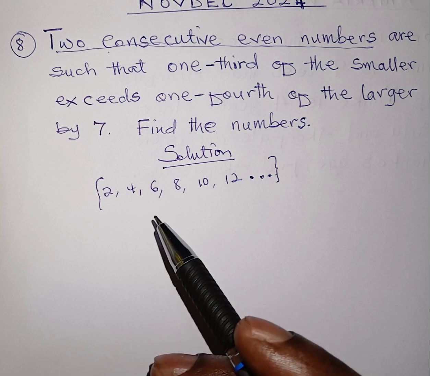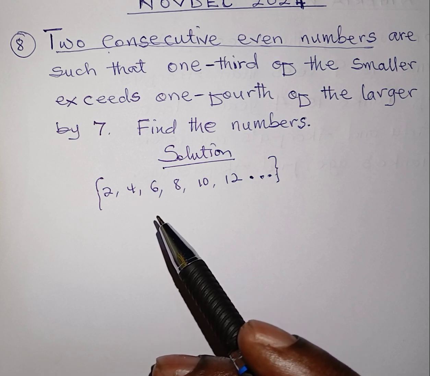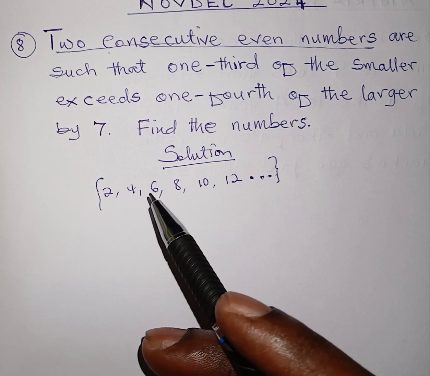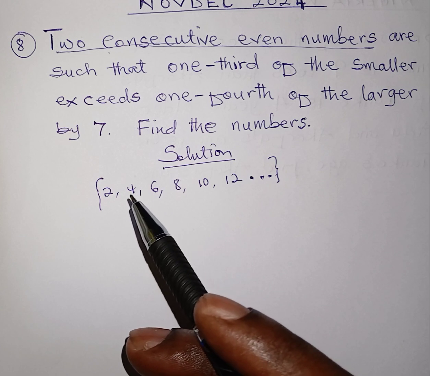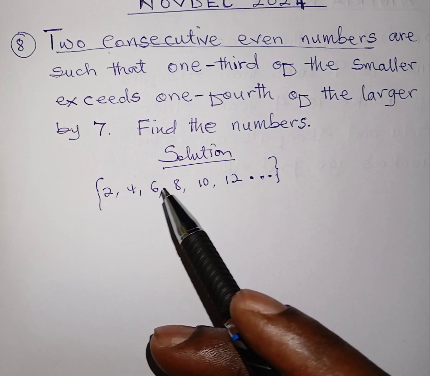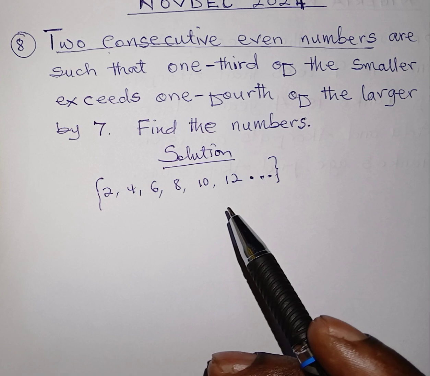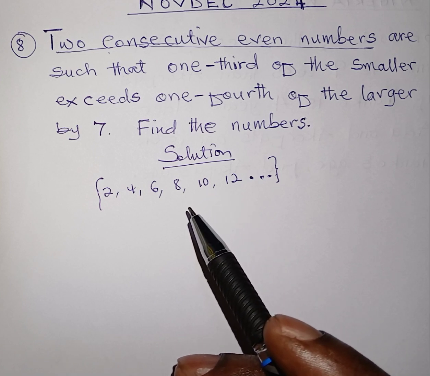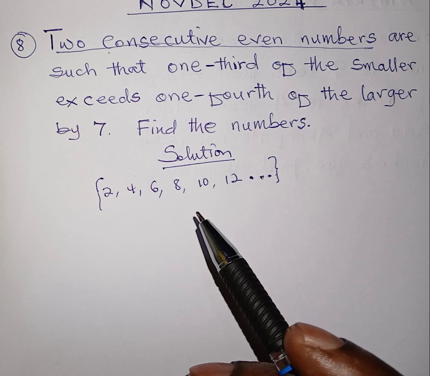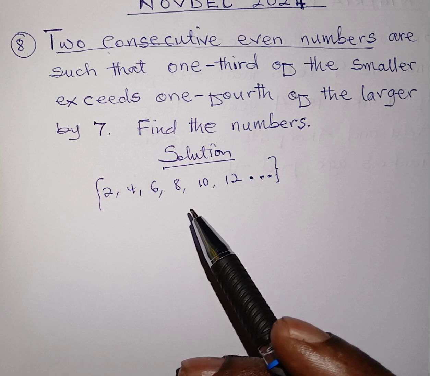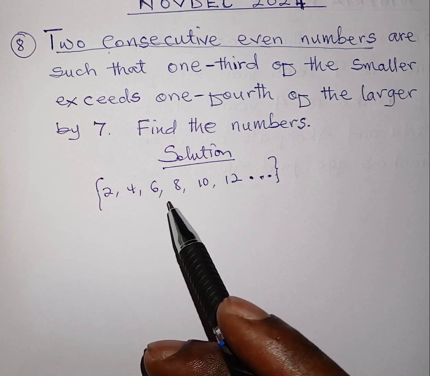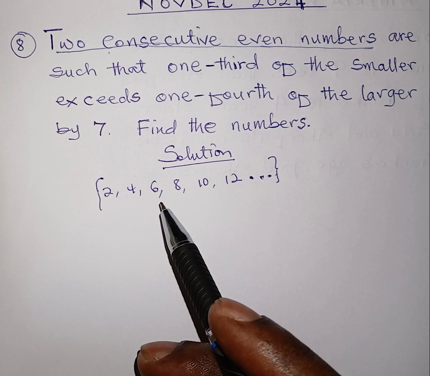Do we even know those two consecutive even numbers we are talking about? We don't know them, even though we know that when we talk of even numbers, we can talk of 2, 4, and the rest, to infinity. But since we don't know the particular two consecutive even numbers this question is talking about, let's use some letters to represent them.